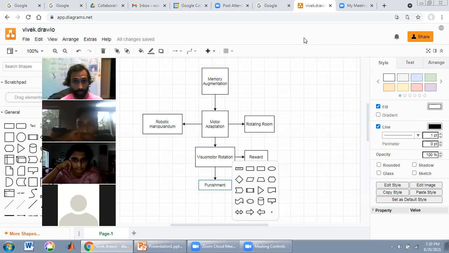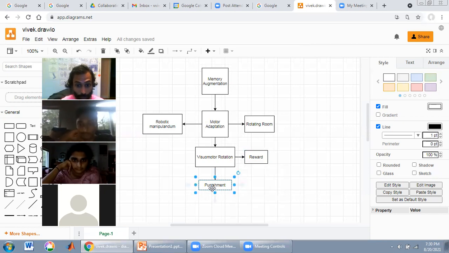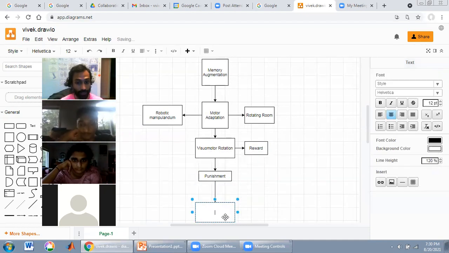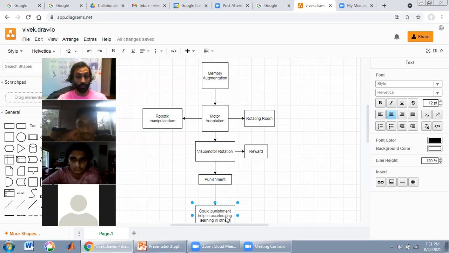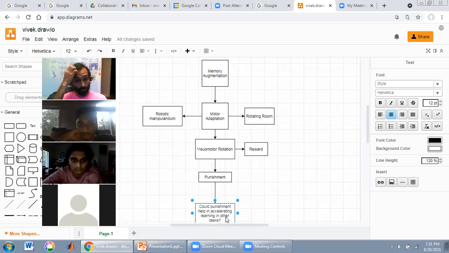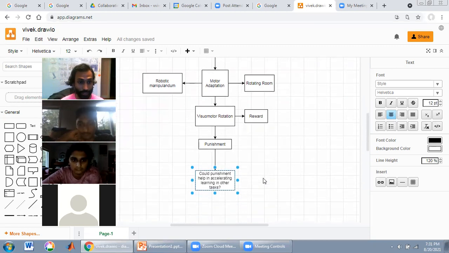Is that? Yeah, I mean, that could be one, I'll put that in. That could be one sort of thought that we have based on this, which is that, could punishment help in accelerating learning in other tasks? Now, this task was a very specific task, and would it improve other things that we do, such as the PhD program that you're part of, Manning? If you start getting a lot of negative feedback.